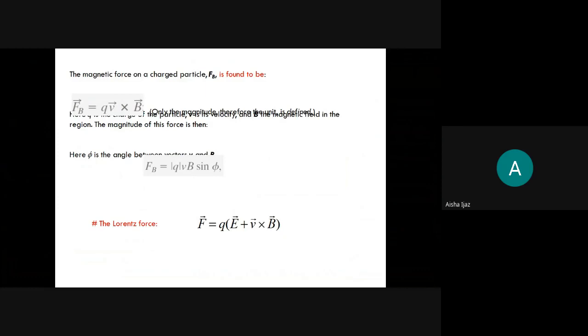And the force direction is always normal to the plane containing V and B. If the particle is in a magnetic field, it deflects. And if it is in an electric field, it accelerates. Remember this point: if it is in an electric field, it accelerates.